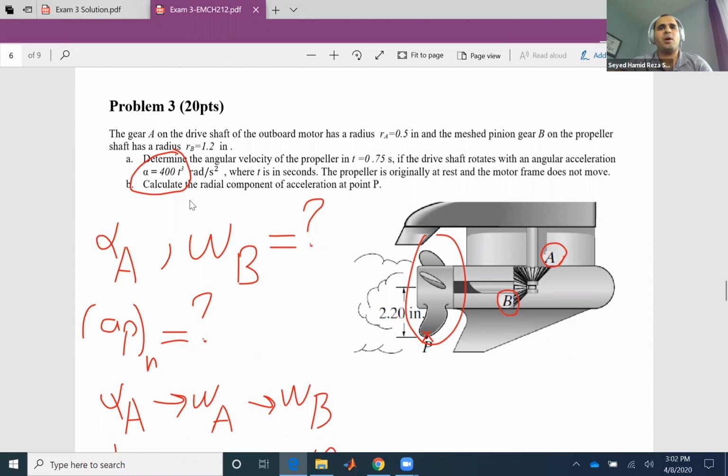The second part of the problem is asking for the radial component of acceleration at point P. So we said that acceleration has two components. One is tangential and the other one is normal. The problem is asking for normal. So that's AN, which is R omega squared, and it's towards the center.